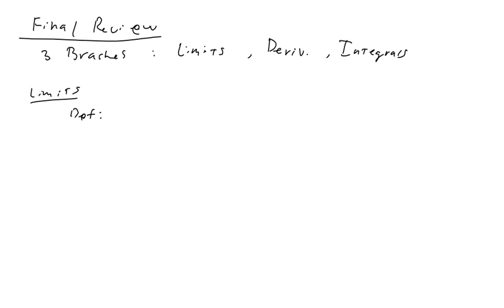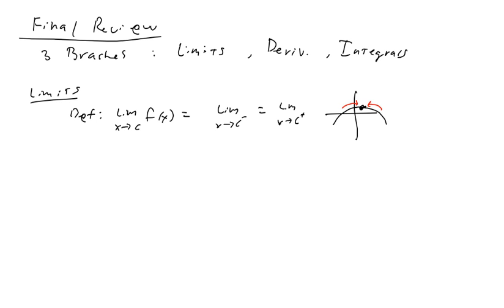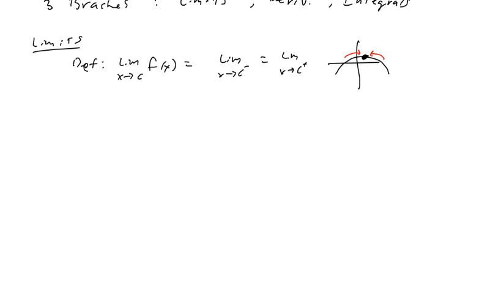You will always be tested on whether you know what it really means. The definition of a limit, as x approaches some value of f of x, means that the limit from the left is equal to the limit from the right. To have a limit, you need to have both sides approaching the same place. That's how you know you have a limit.